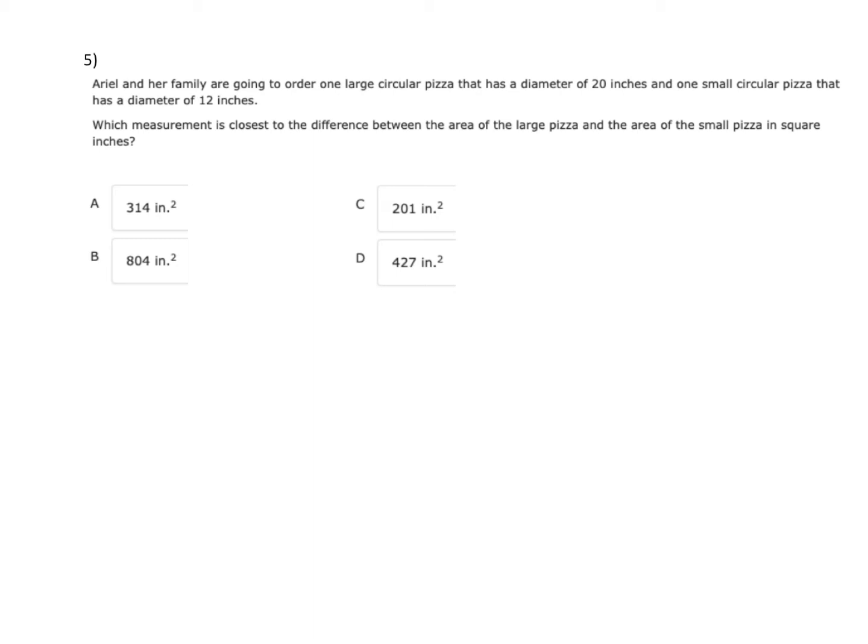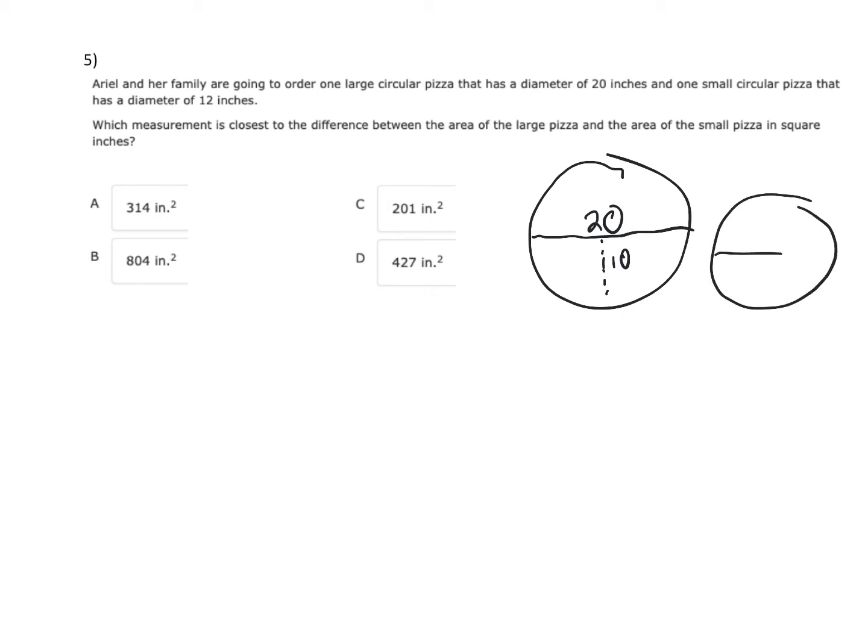Number 5 says Ariel and her family are going to order one large circular pizza that has a diameter of 20 inches and one small circular pizza that has a diameter of 12 inches. Which measurement is the closest to the difference between the area of the large pizza and the area of the small pizza in square inches? So when I have this problem, I like to be visual, so I like to draw it out. So it has a diameter of 20 is the first one, 20 inches. So that means the radius would be half of that, 10. And the next one says has a diameter of 12.